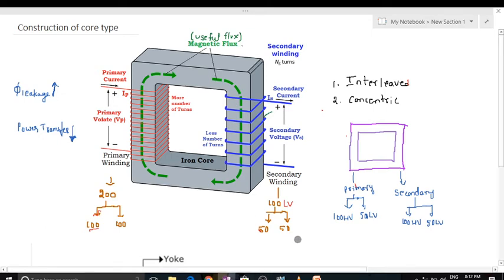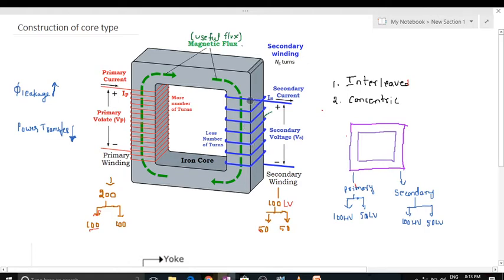Hello viewers, today I am discussing core type transformer construction. So this is the general view of the transformer. This is the core, this is the primary winding, and this is the secondary winding. The primary winding has more number of turns, and the secondary winding has fewer turns. This is the HV, and this is the LV.